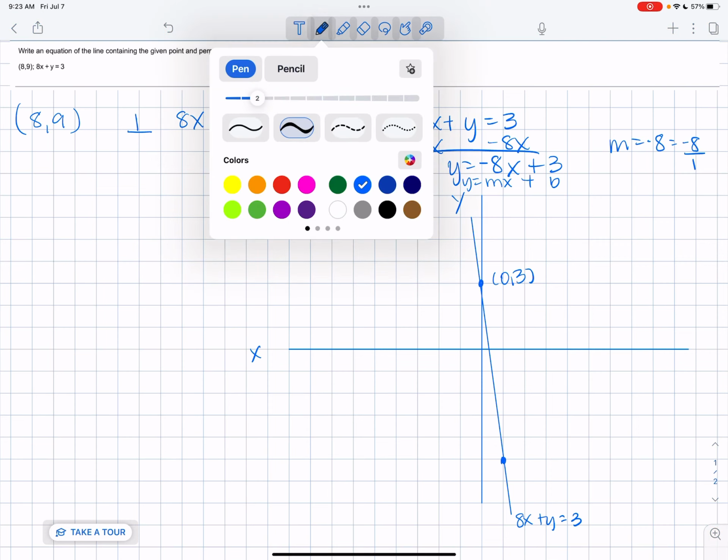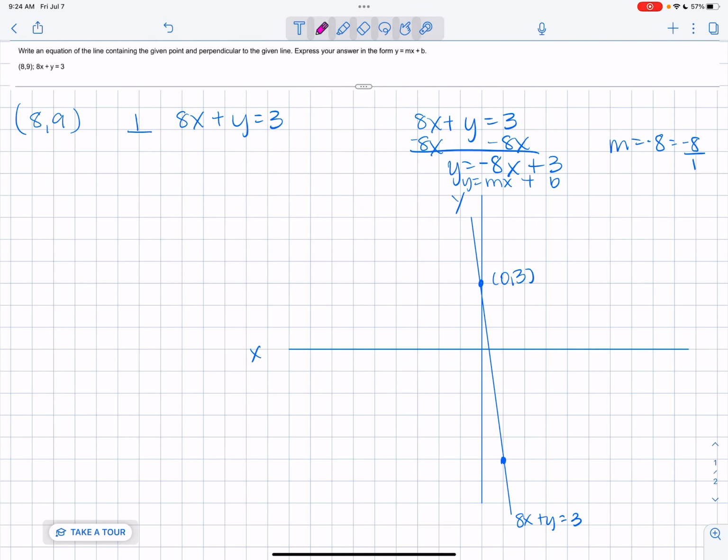So now that we've got the original line given, what we're trying to do is find the line that goes through the point (8, 9). So 1, 2, 3, 4, 5, 6, 7, 8, and up 9. All right, if I counted right, it's got to go through that point, and it has to be perpendicular to the line that we're given, that blue line.